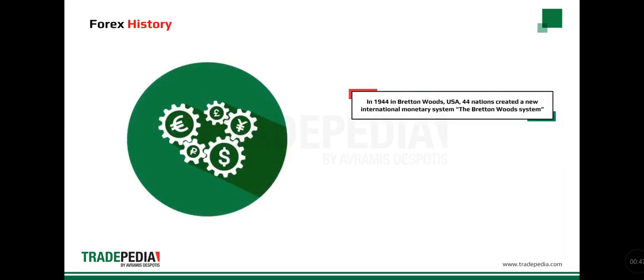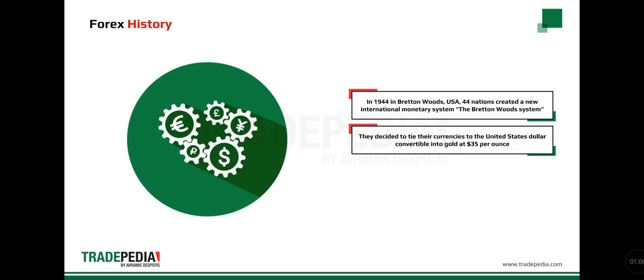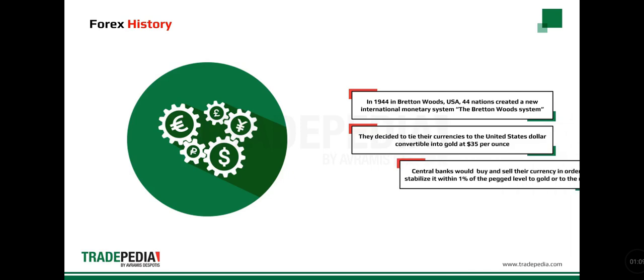In 1944, in Bretton Woods, New Hampshire, USA, 44 of the world's leading nations created a new international monetary system that became known as the Bretton Woods system. According to this new system, countries decided to tie their currencies to the United States dollar, convertible into gold, at the price of $35 per ounce. Central banks would buy and sell their country's currency in order to stabilize it within 1% of the pegged level to gold or to the dollar.